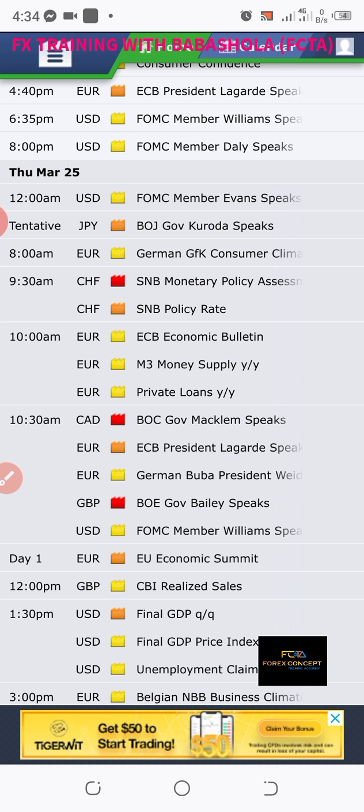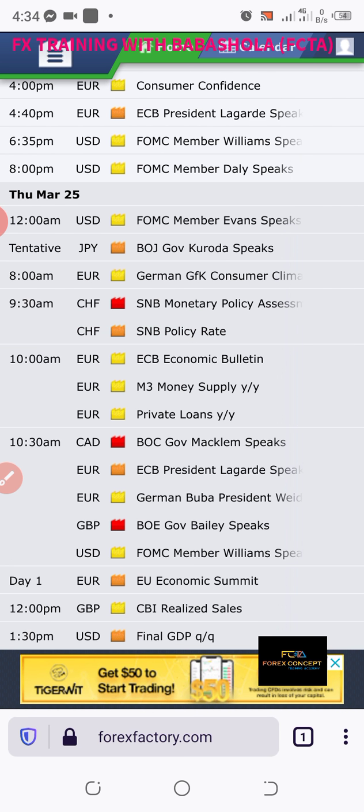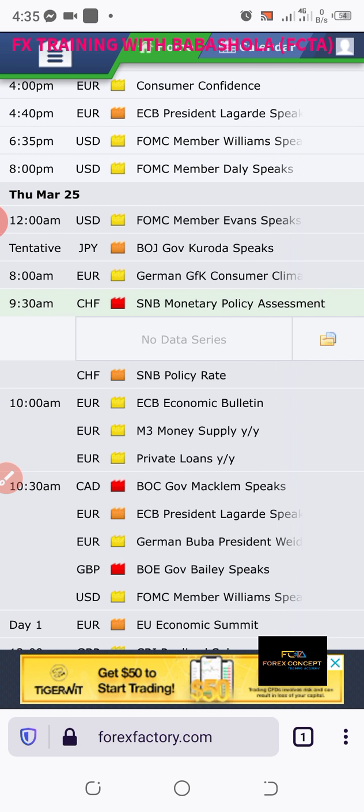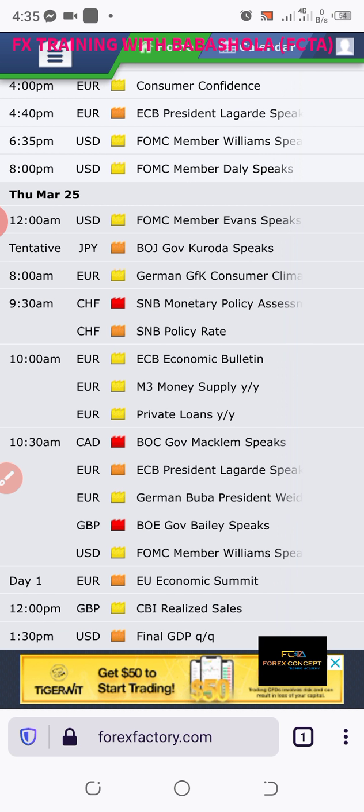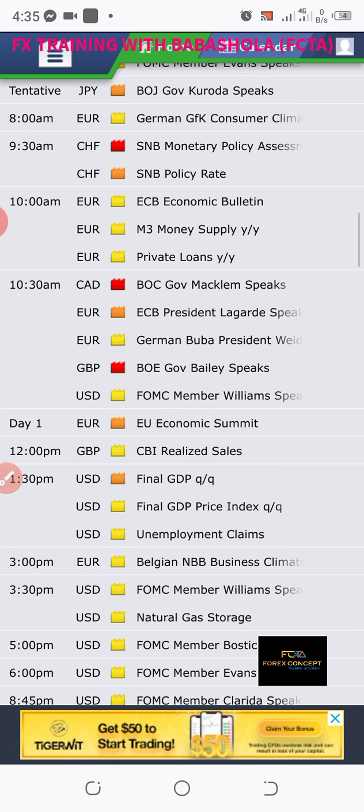If the interest rate is increased, it's telling us that the CHF will appreciate, and if the interest rate is reduced, it's telling us that the CHF would depreciate. However, when they leave the interest rate constant, then we have to go to the speech which they will make, that will point whether in the future they might increase or decrease, which will tell us the direction of the price.